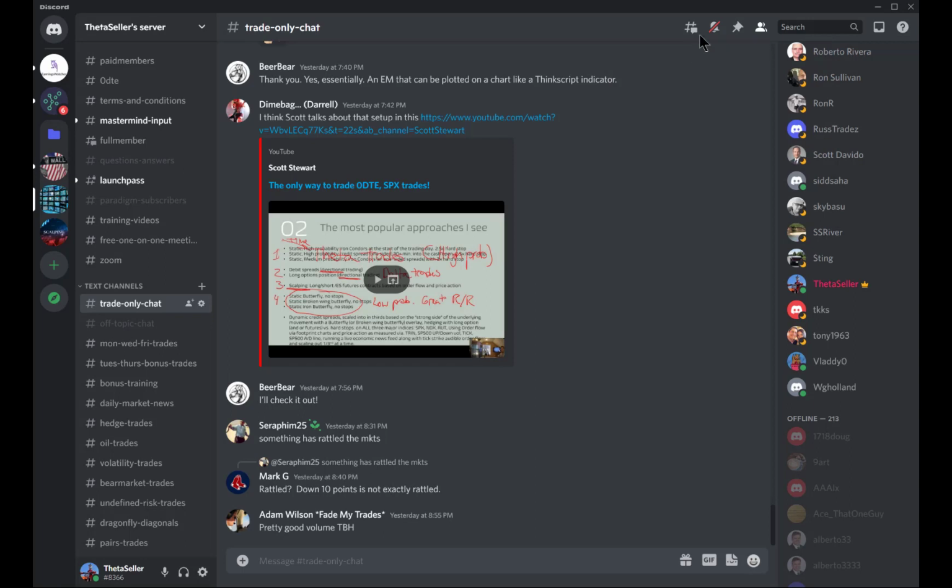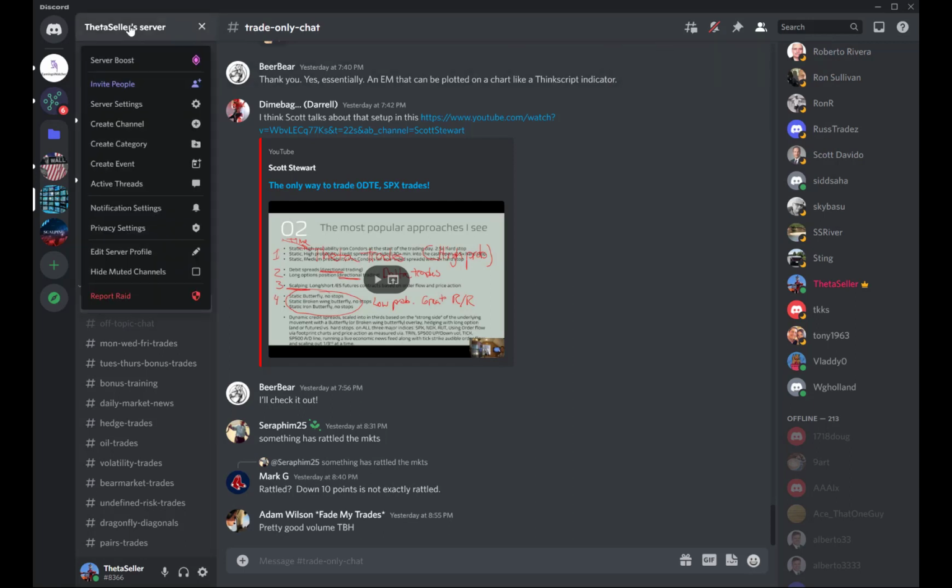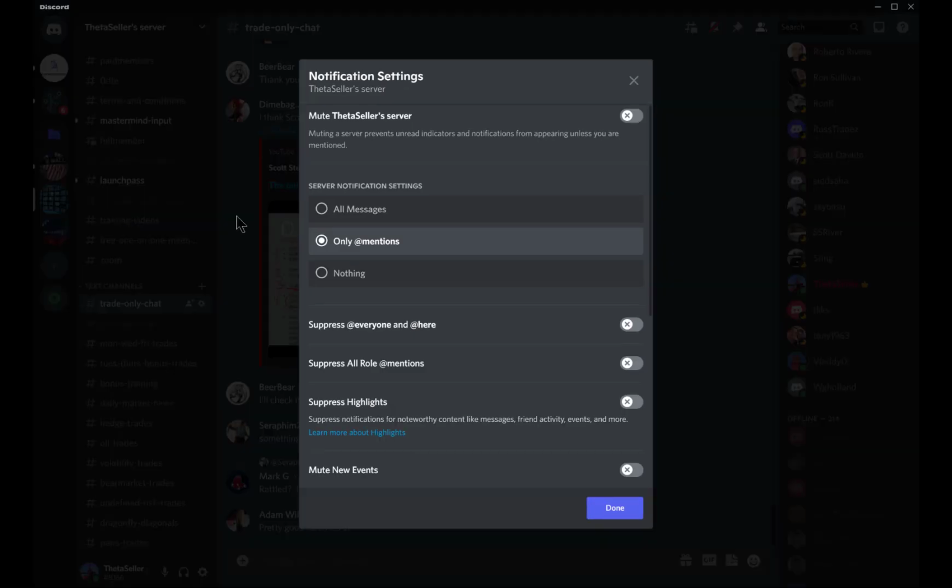So I mute the channel, and then what I would do is come over here to the Theta Seller server, click the drop down box, go down to notification settings, and inside of the notification settings here again, you can mute the server. I've got the whole entire server muted, and then just click the @ only mentions.